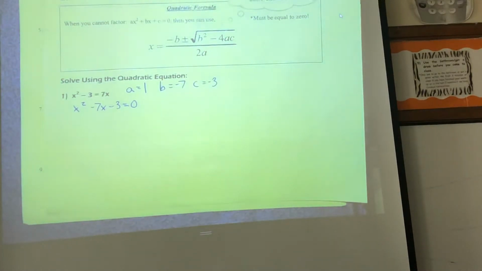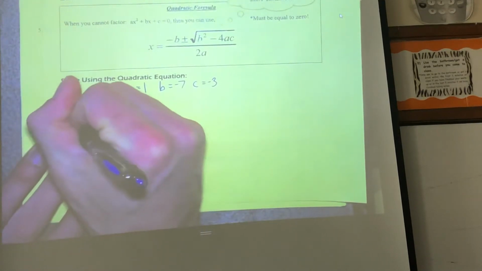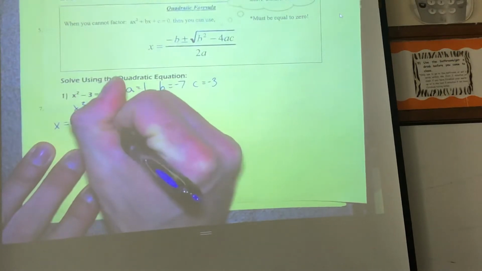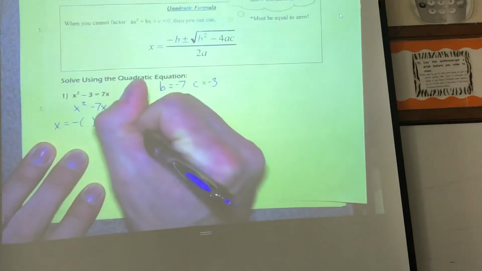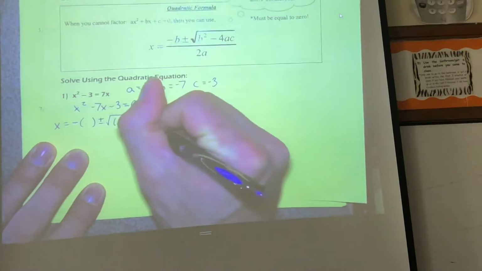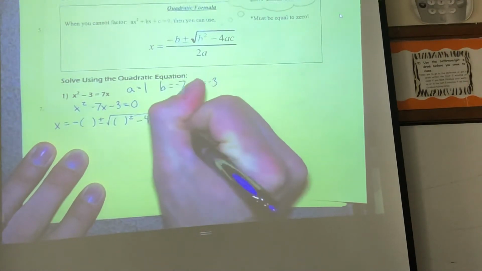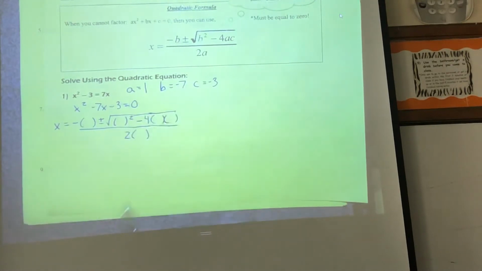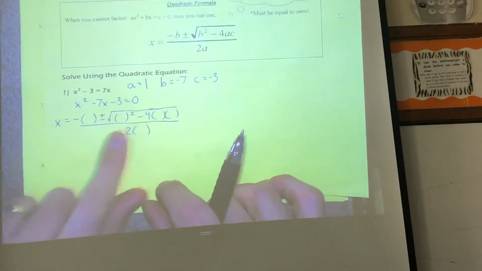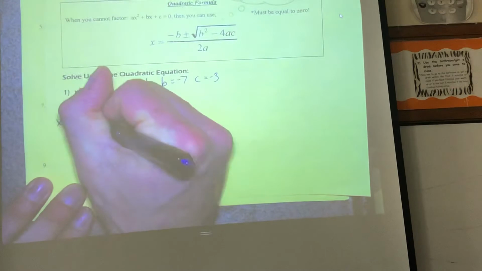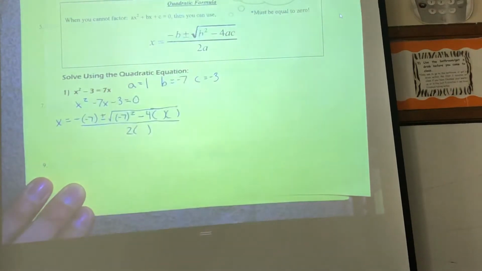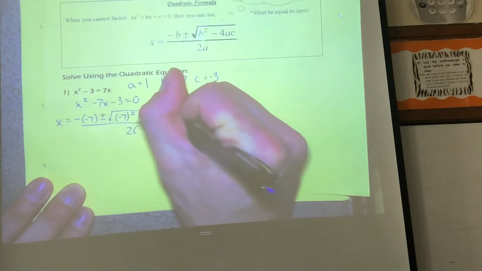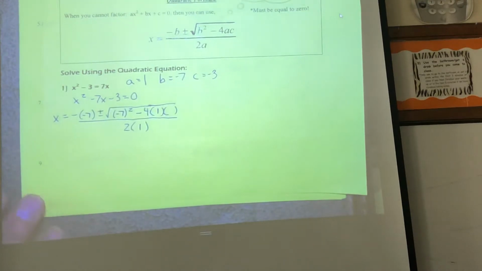So from here, we're going to plug this into our quadratic formula. What I like to do is write the formula, and everywhere there's a letter, I like to put a set of parentheses. This will help with sign accuracy. And then I'm going to go back and plug these in. So I know b is negative 7. I know that a is 1, so wherever I see an a, I'll put a 1. And I know that c is negative 3.